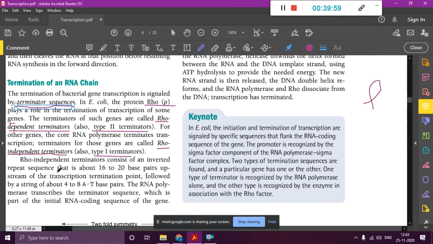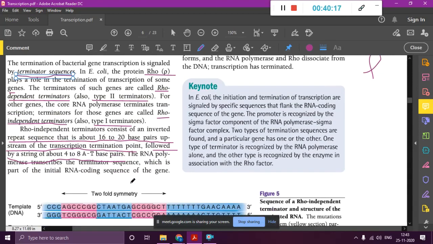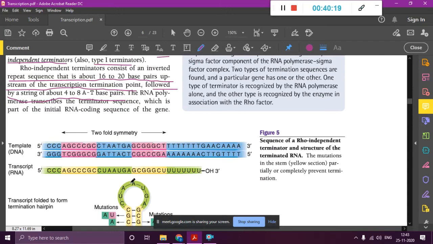They consist of an inverted repeat sequence about 16 to 20 base pairs upstream of the transcription termination point, followed by a string of 4 to 8 A-T base pairs. So this is how this is on the DNA, the template DNA. This is what happens. You have an inverted repeat.